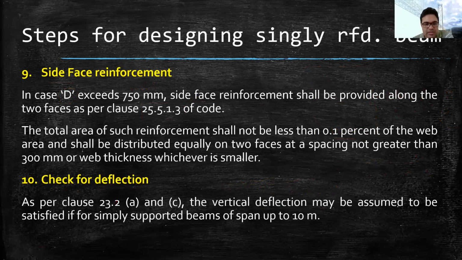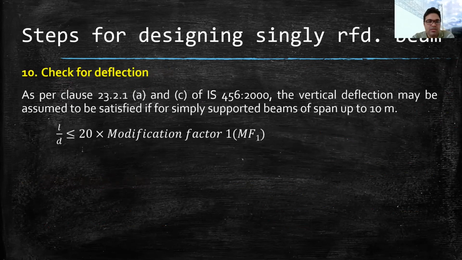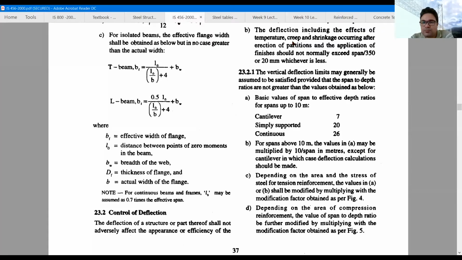So in this clause 23.2, it has given points A and C. It says the vertical deflection may be assumed to be satisfied if, for the simply supported beam of span up to 10 meter, again, I am showing you the same equation. Here it says this is the equation that we have to satisfy, and how we arrive at this equation, I will show you in the IS code first.